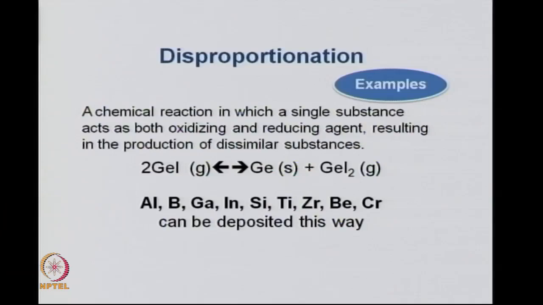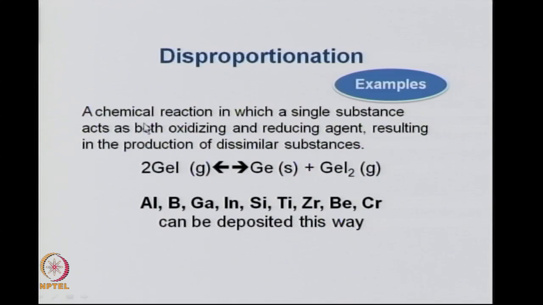The next example is a disproportionation reaction. As you understand from the word, disproportionation means it is breaking up. From a more scientific point of view, a disproportionation reaction is basically the substance itself acting as both oxidizing and reducing agent. So, you start with 2 moles of germanium iodide, one of them oxidizes the other and the other one reduces the other.